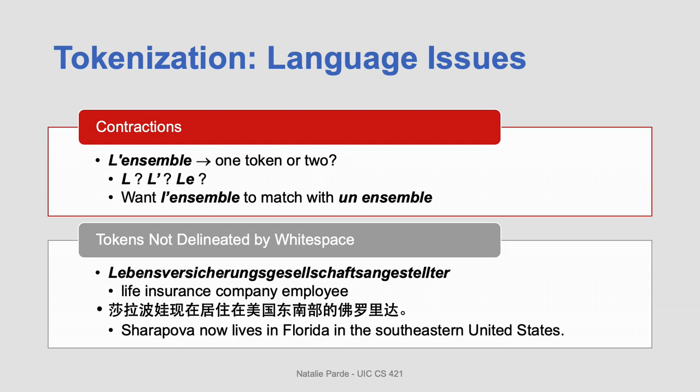And although the examples so far have only been in English, this is an issue across languages. So for example, we see the same issues with contractions in French, and in some languages the individual tokens aren't separated with spaces, so that can present additional challenges.